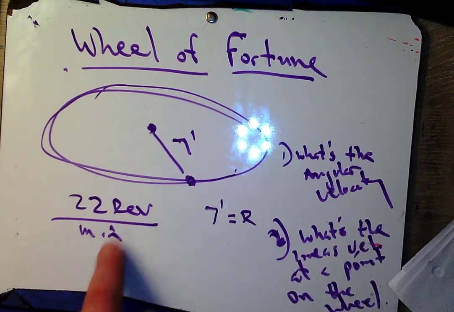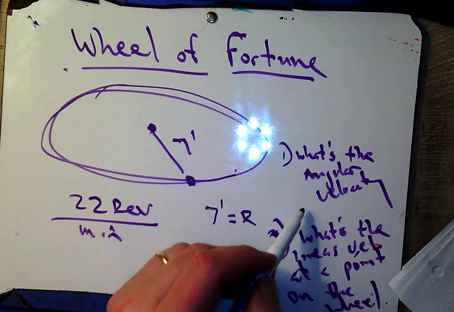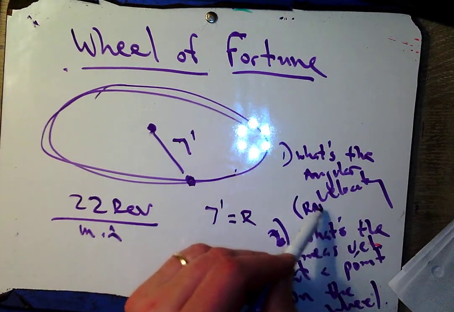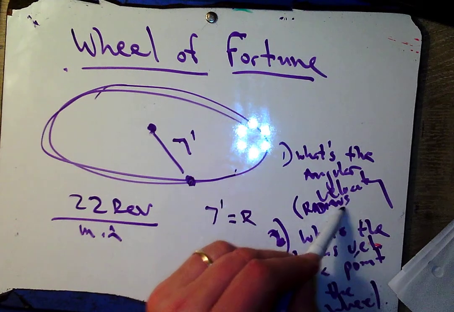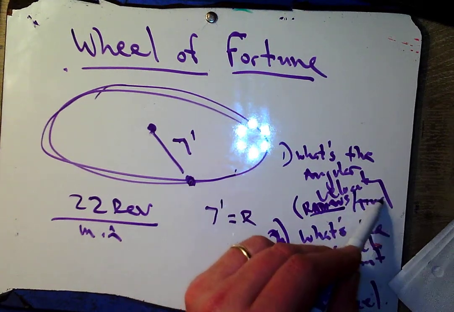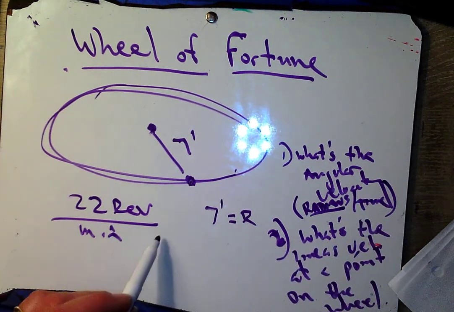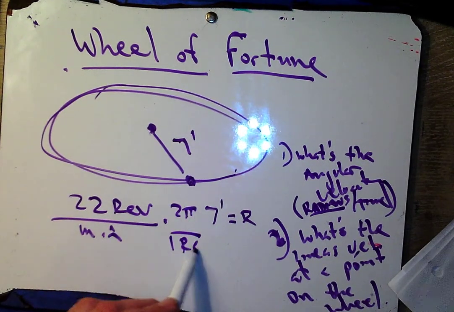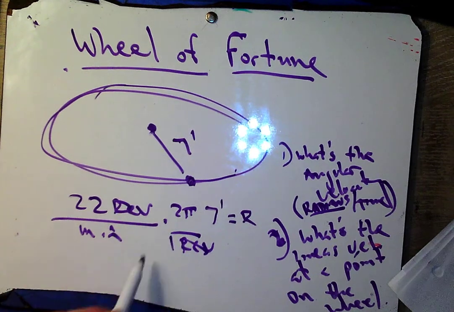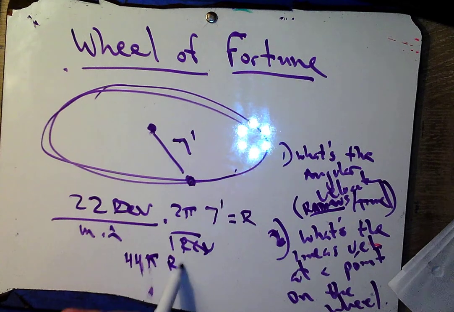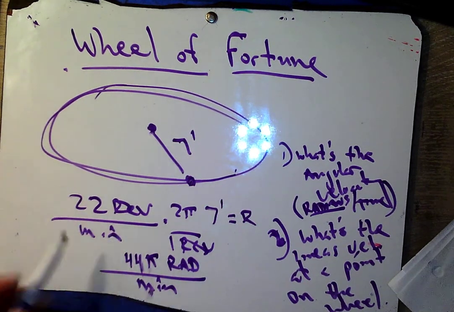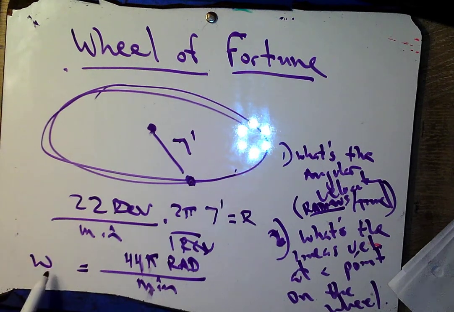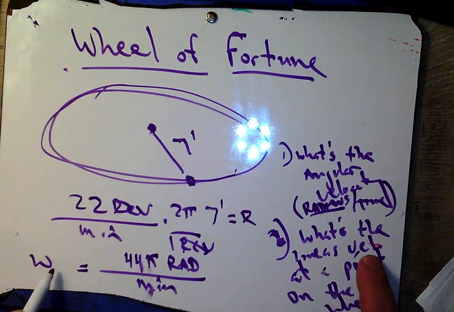Okay? Well, what's my angular velocity? Well, you could say this is an angular velocity, but we know we really want radians per time unit. And so I'm going to have to convert this. Well, that's 2 pi over 1 revolution. And so I get 44 pi radians per minute.